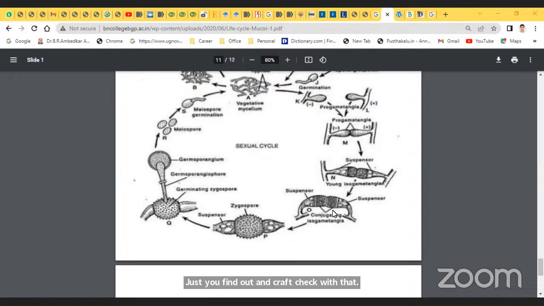Anyone, please send me the list. In case something is not available in your syllabus, then we will remove it. Okay, so these are the type studies of fungi. Remaining are five more classes.